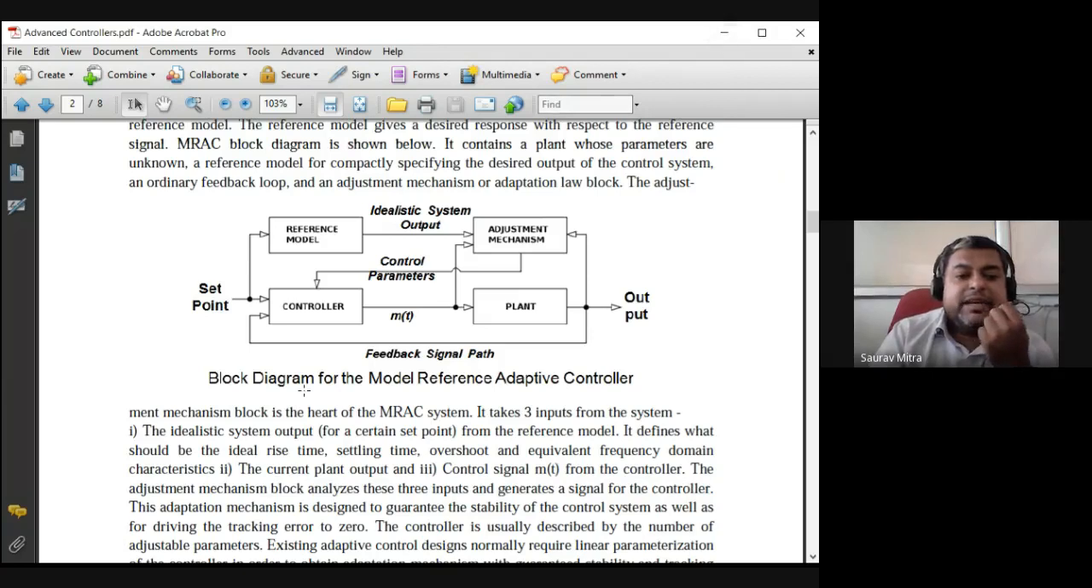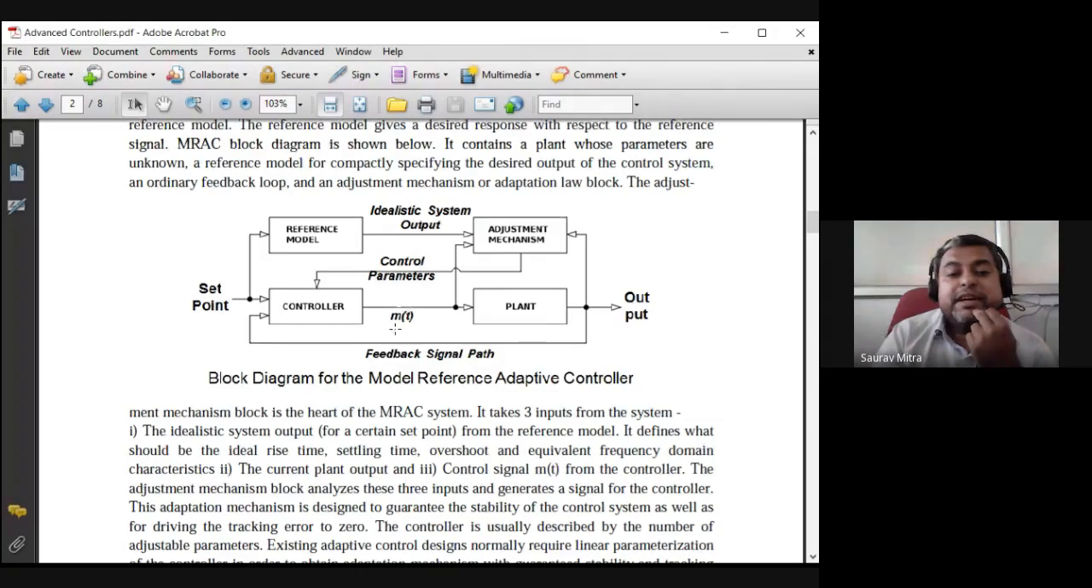So the adjustment mechanism block is at the heart of the MRAS system. It takes three inputs from the system. You can check this adjustment mechanism. First, it is taking the input from the reference model. Second, it is taking the input from the controller, and third, it is taking the reference from the output. So this is one thing you have to explain.